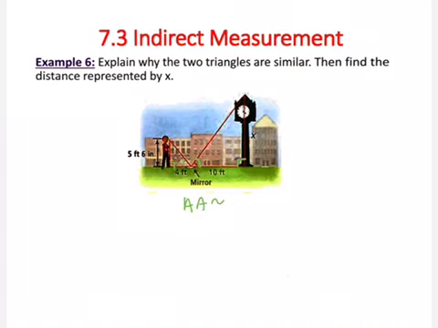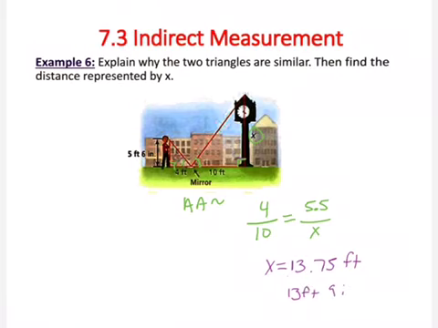And then to find the missing measurement for x, we'll just set up our proportion. We're going to have 4 feet over 10 feet equals, in this case, 5 feet 6 inches, which is 5.5 feet because 6 inches is half a foot, over x. And we're just going to cross multiply to solve this proportion. And when we do this, we get that x is 13.75 feet, or in this case, 13 feet, 9 inches.